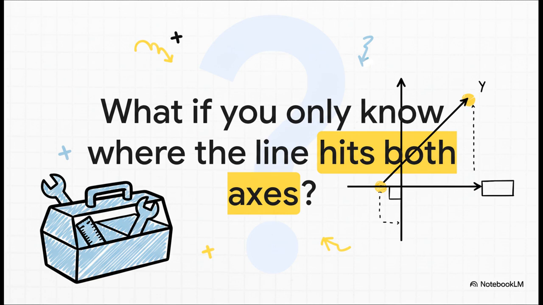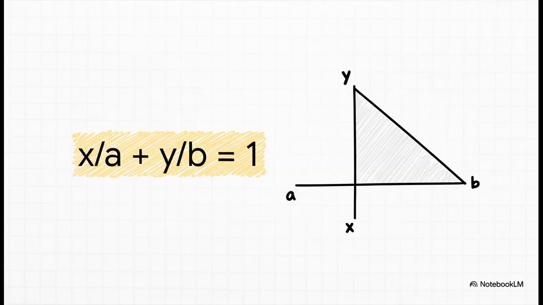Let's say you don't know any random points, but you know something very, very specific. The exact spots where your line smacks into both the horizontal x-axis and the vertical y-axis. For this special case, we have this beautifully simple tool, the intercept form. I mean, just look at that symmetry. It's so clean and direct, it feels like it was literally designed just for this one job.